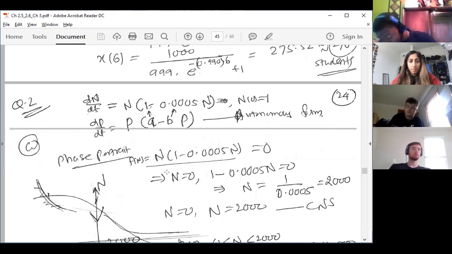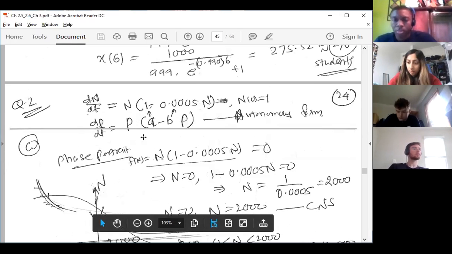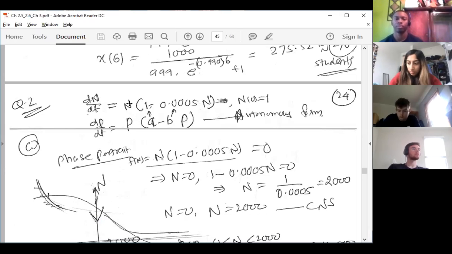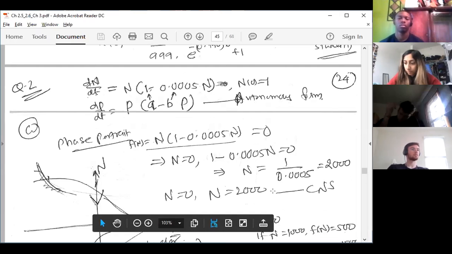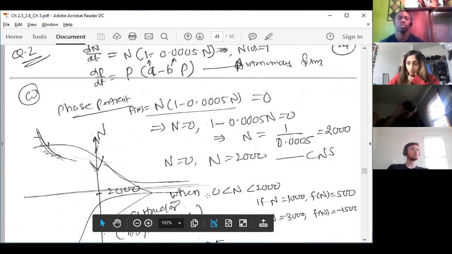So first of all, as I told you, for the phase portrait, this is my dp by dt equal to f of p. Here it is n, so f of n is equal to this one. The derivative is already there, so we equate it to 0 to find the critical numbers. If you equate to 0, you get n equal to 0, otherwise n equal to 1 over 0.0005, which means 2000. So n equal to 0 and 2000 are the critical numbers.